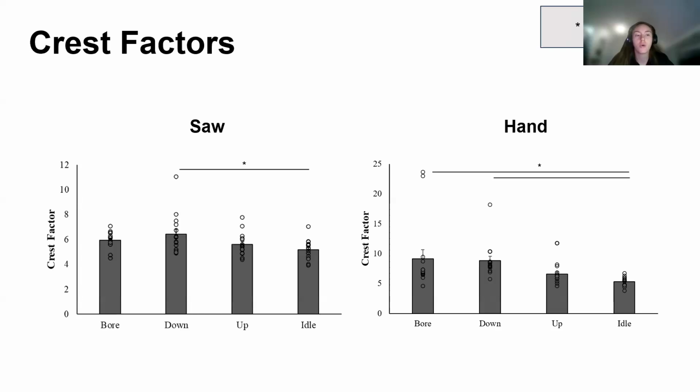When looking at the total crest factors, they were significantly higher for the downcut than the idle, but across all conditions, they were generally very high. For the hand, the crest factors were actually higher than those of the saw, again with significant differences between the bore and idle, as well as the up and idle. Like we said before, this is really indicative of shocking and transient characteristics happening, more specifically at the hand accelerometer than the saw itself.